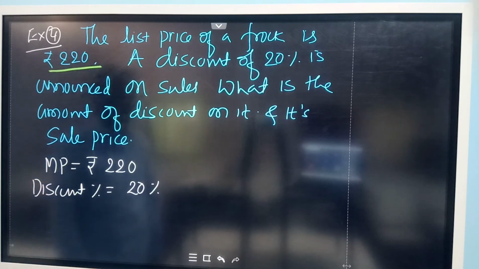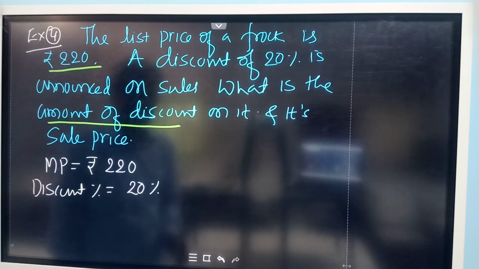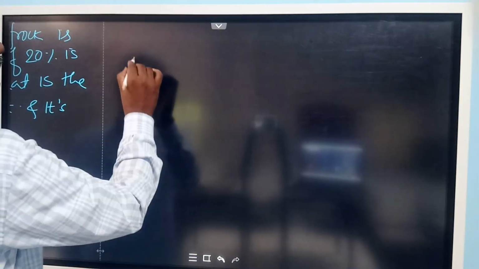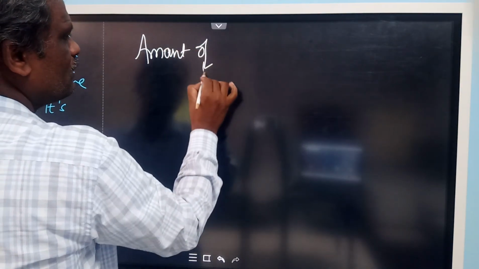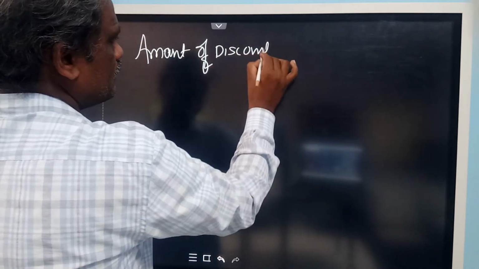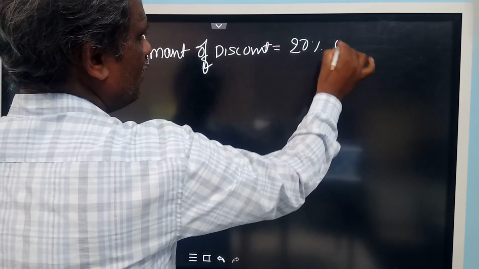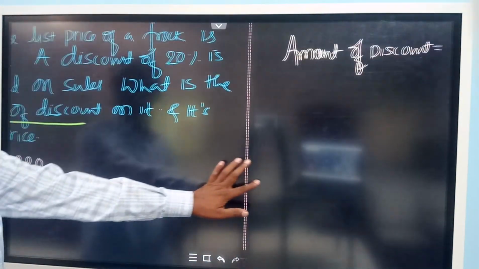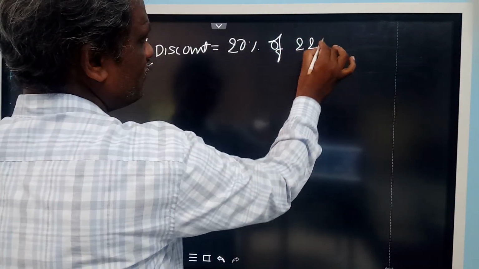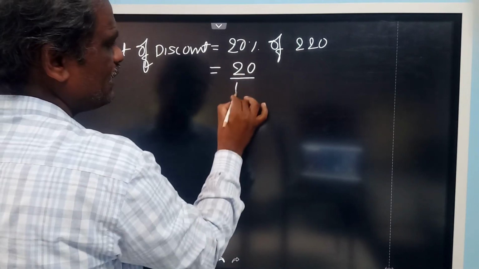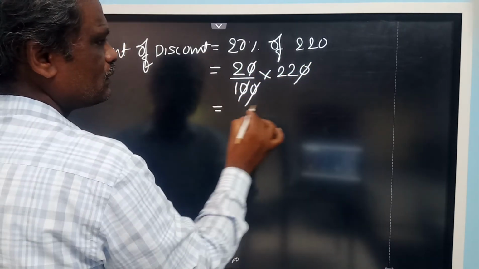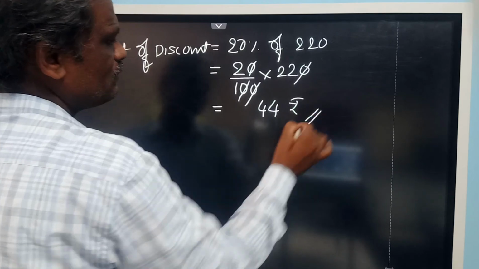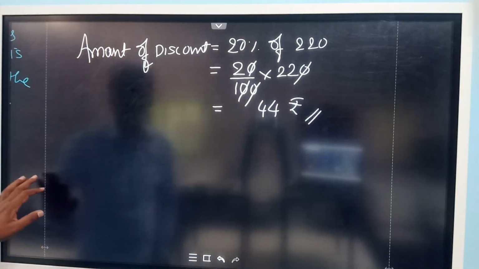That means for every 100 rupees they give 20 rupees as a discount. Now what is the amount of discount? First you need to calculate it. The amount of discount is equal to 20% of the market price, 220. So 20% means 20 by 100 into 220. You can cancel 0 and 0, 0 and 0. So you will get 44 rupees. The discount is 44 rupees.